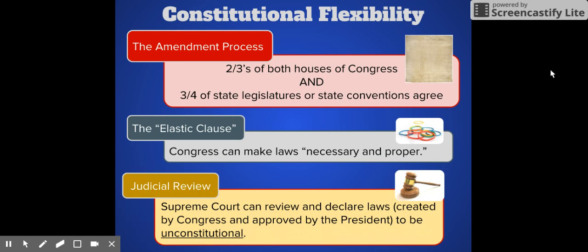Thirdly, the court system has something called judicial review, where the Supreme Court can review laws, meaning look them over, and decide if the law is unconstitutional. So it's a way for the Supreme Court to check Congress and check the president, but more importantly, that kind of changes the nature of things.